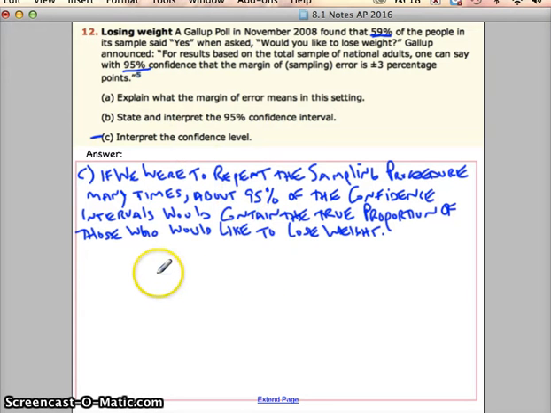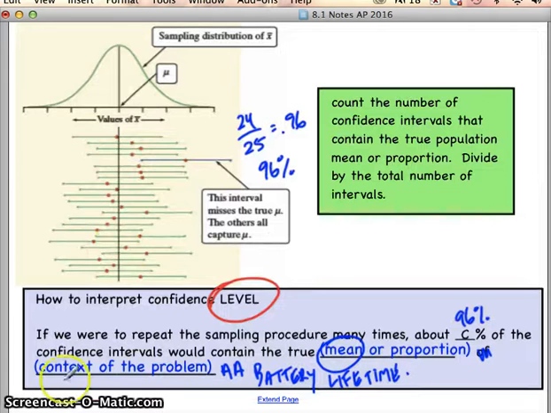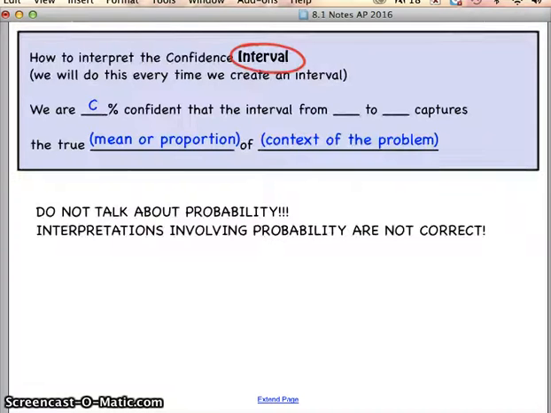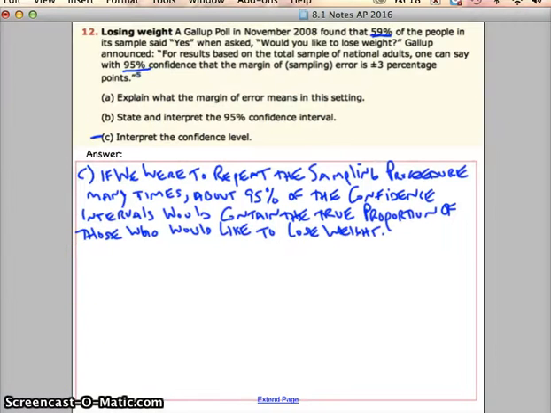Okay, so if we were to repeat this sampling procedure many times, about 95% of the confidence intervals would contain the true proportion of those who would like to lose weight. So back to our visual aid, if we did this a whole bunch of times, about 95% of these little strips would capture the true proportion, this line being the true proportion. Okay, then we're going to do part B. And we're going to state and interpret the confidence interval.